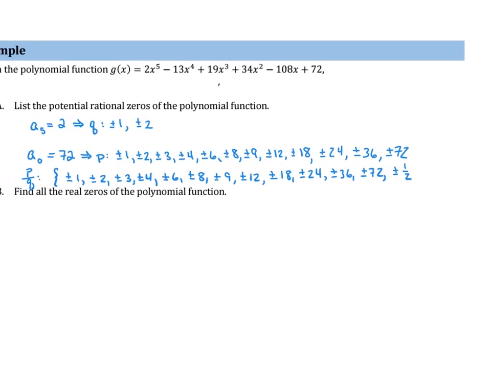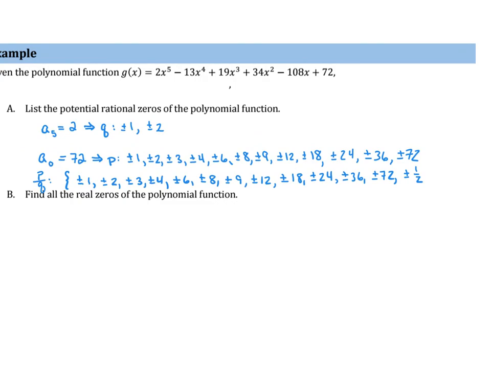But now we have plus or minus 2 divided by 2, and that's plus or minus 1, which we've already listed. So plus or minus 3 divided by 2, plus or minus 4 divided by 2 we've already listed as plus or minus 2. Plus or minus 6 divided by 2 we've already listed as plus or minus 3. Plus or minus 8 divided by 2 we've already listed as plus or minus 4. Plus or minus 9 divided by 2, we have plus or minus 9/2, so that's a new one.